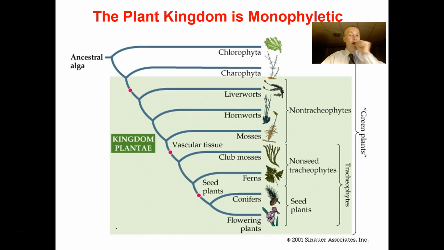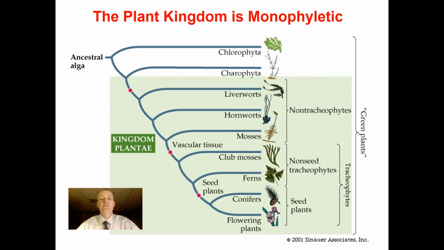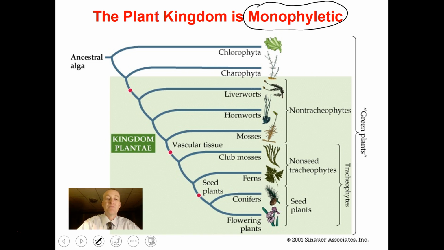Now plants also produce embryos, and these are multicellular structures formed from the zygote. That is a unique characteristic of plants, and it separates them from some of the algae. So in our understanding of plants today, we call the plant kingdom monophyletic. Remember, monophyletic means that these creatures share a common ancestor, and all of the plants come from that common ancestor. So that's what monophyletic means.